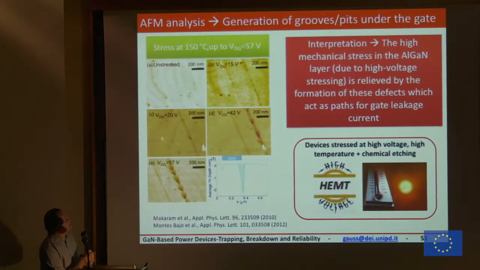However, in the device stressed at 15 volts, they started to see some signs. So after the removal of the gate metal, they see these holes, and these holes became bigger and bigger as the stress was more severe. So what they have seen is that, again, during this VDG stress, we do have a real degradation, and we see a mechanical degradation of the gate edge.